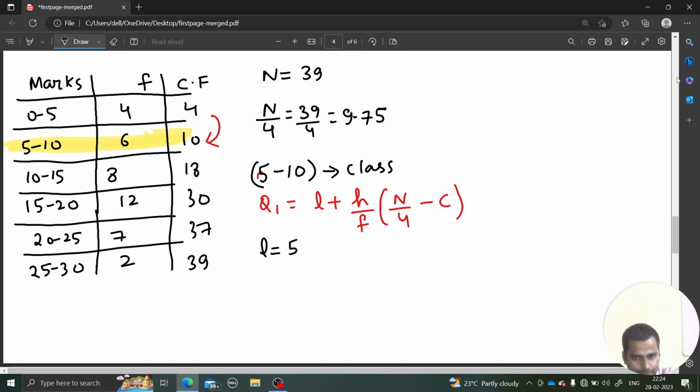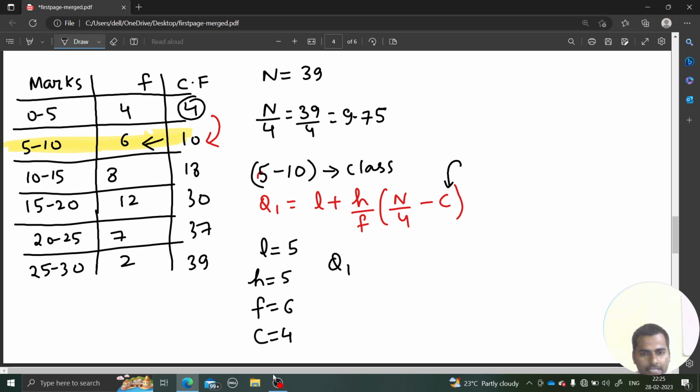That is 0 to 5, so that is simply 5. So again h is 5. What is the frequency? Frequency is nothing but this frequency in this yellow class, whatever is the frequency, that is your frequency. This C value is interesting because we get it from the line above this yellow line. So that is 4. This C value is the cumulative frequency above our required line. So that is 4. I hope I have got all the values.